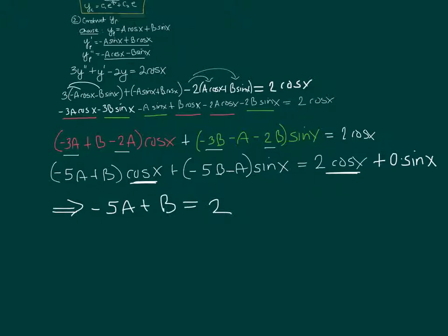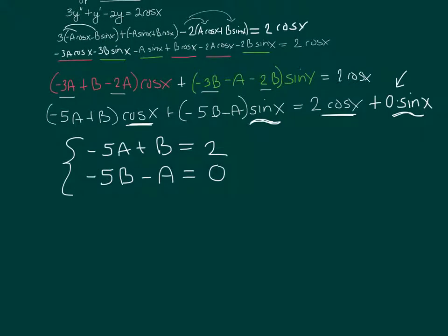And then again, our sine x, well, here's our sine x. So let's equate the coefficients. So we have negative b minus a equals, and there's 0 sine of x's, so I know to write 0. And here's our system of equations. This is just a system of linear equations in 2 variables from algebra. So we can solve for a and b.